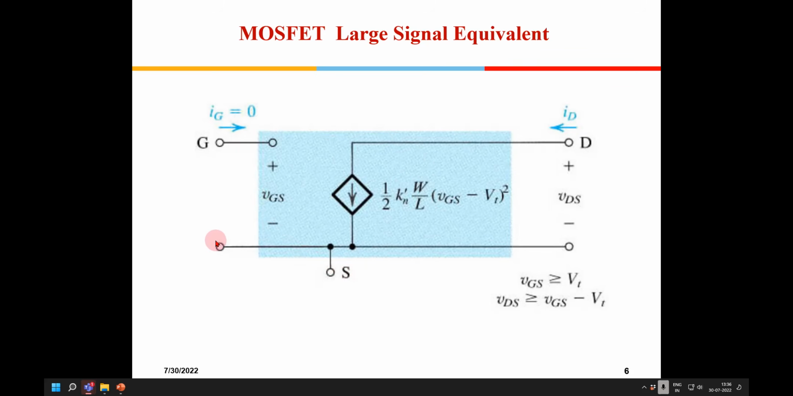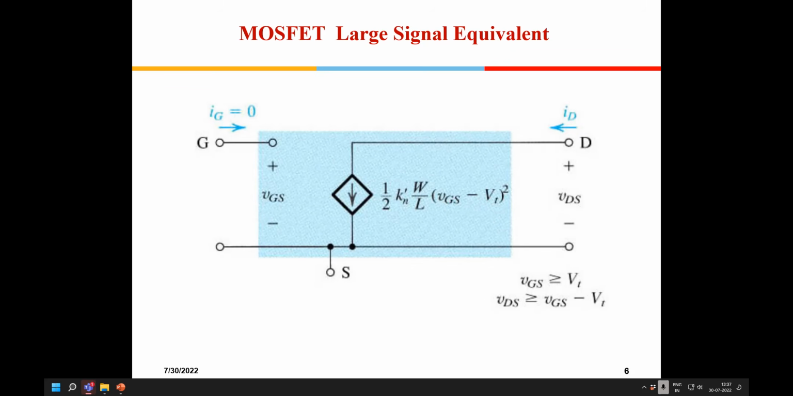If you see here, we are applying a gate potential. There is no current which will flow into the gate. There will be current flowing between the drain and the source, and its value is represented as a current source here. Why is this a diamond? Because it is a dependent current source. And what is it dependent on? It is dependent on VGS minus VT, and this is the exact equation. So this is known as the large signal equivalent model. Is it okay with all of you till here?